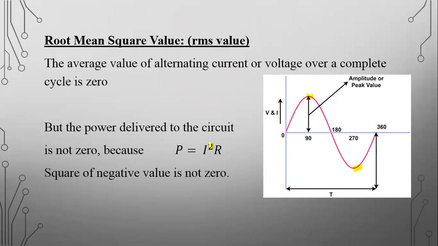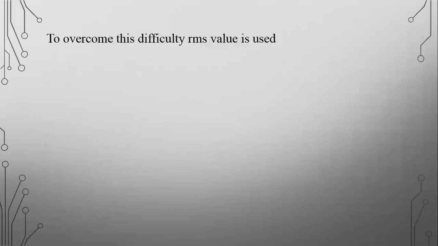सो दैट्स व्हाई पावर dissipation is not equal to 0 or power delivered by the circuit is not equal to 0. In spite of this, the value of average value of current is 0. So P is equal to I square R. So square of negative value is not 0. इसलिए हमें क्या करना पड़ेगा कि हम सिंपल एवरेज यूज करने की बजाय रूट मीन स्क्वायर वैल्यू यूज करेंगे.